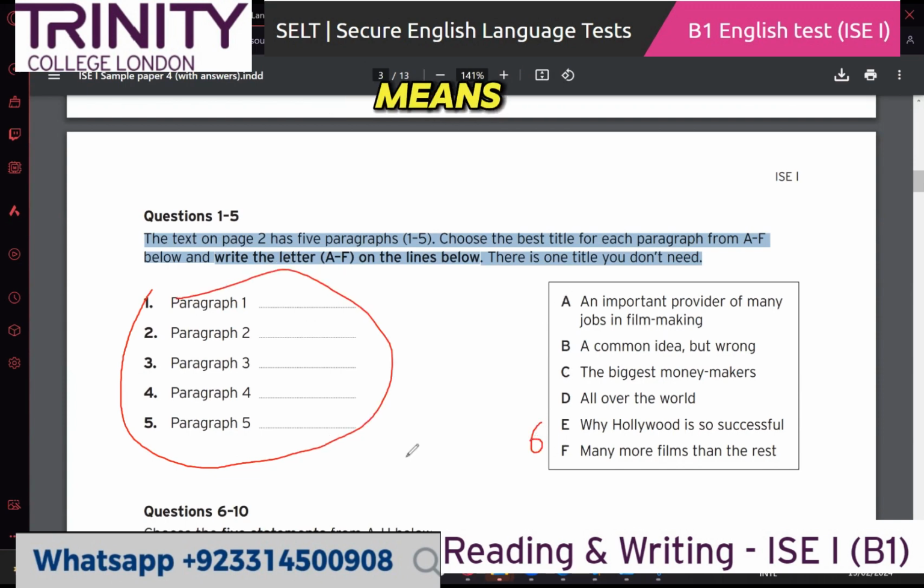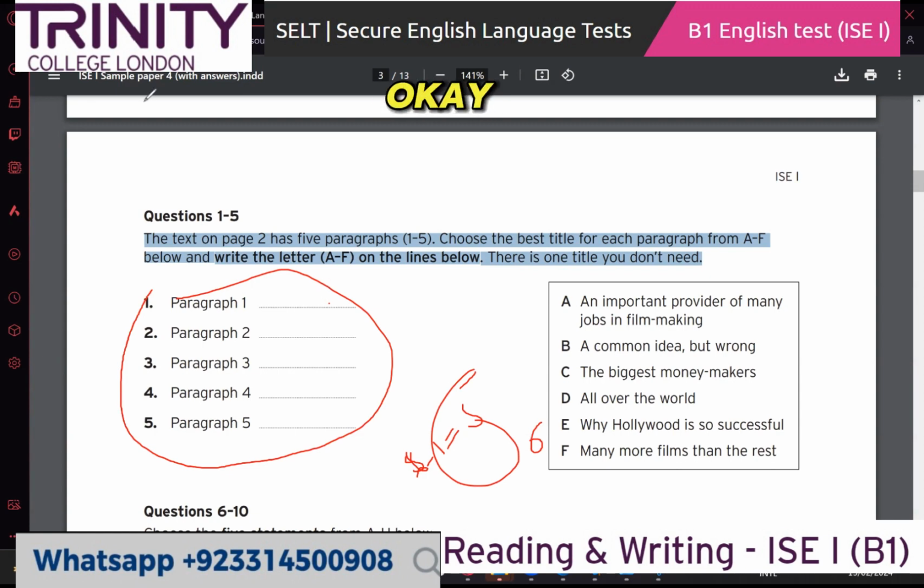This means one heading is not needed. So, 6 minus 1. We need to eliminate only 1, get the 5 correct ones, and match them with which paragraph mentions that information. Mohit, do you understand?